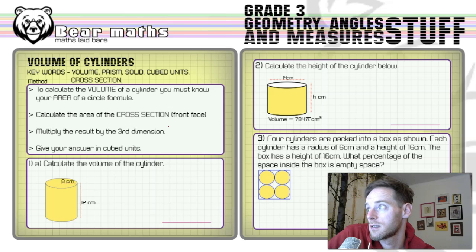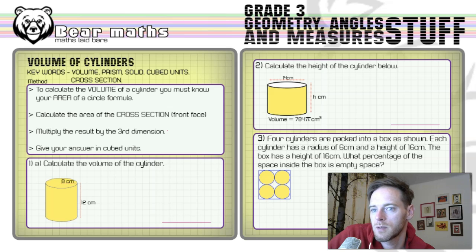Now the method states, calculate the volume of a cylinder. You must know your area formula for a circle. Calculate the area of the cross section, which is the front face, basically the area of the circle. Multiply the result of that by the third dimension, which will be the height or the length, the depth. And then give your answer in cubed units.